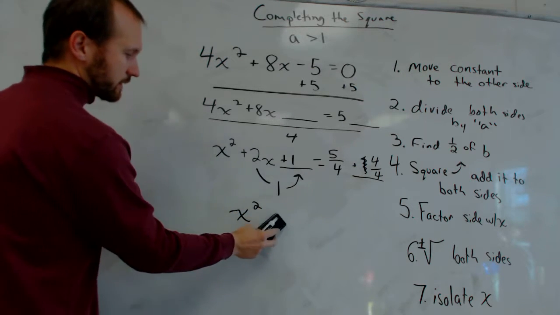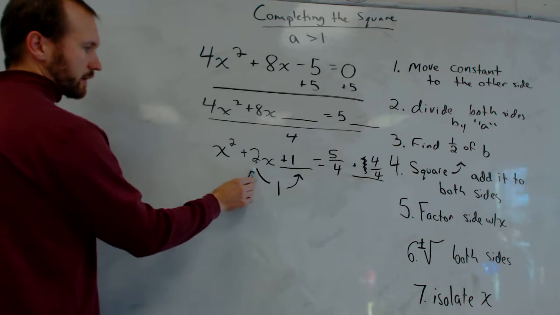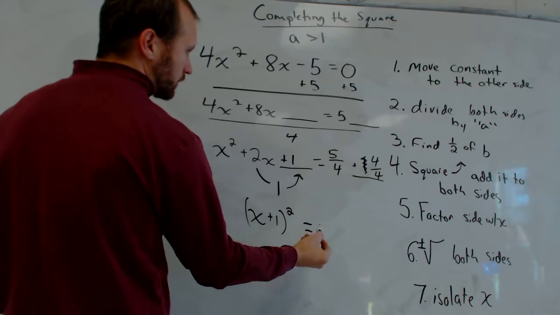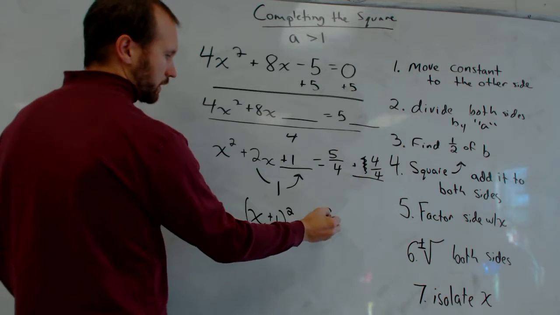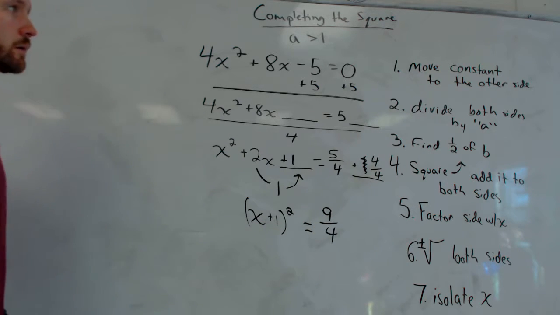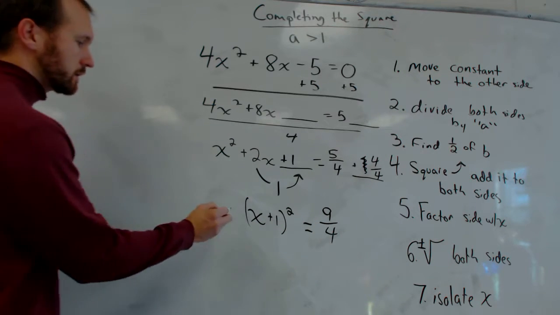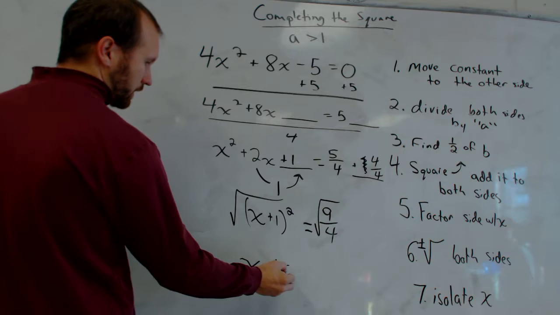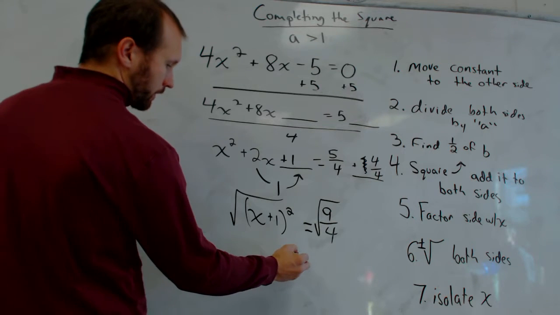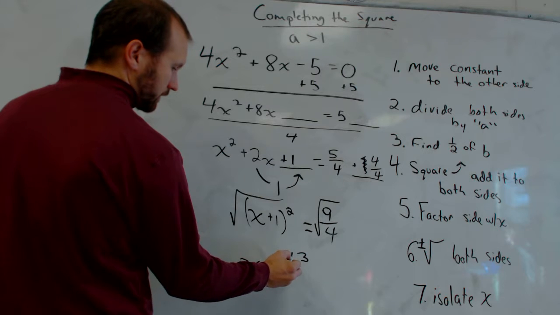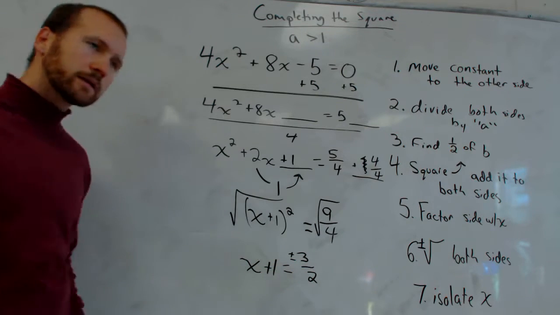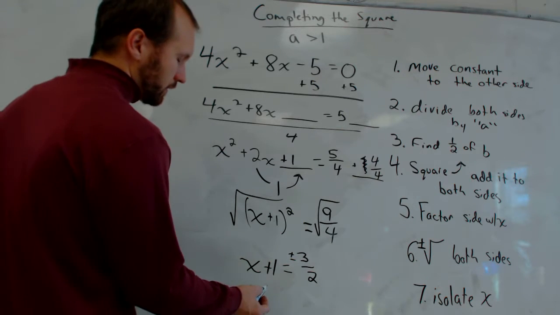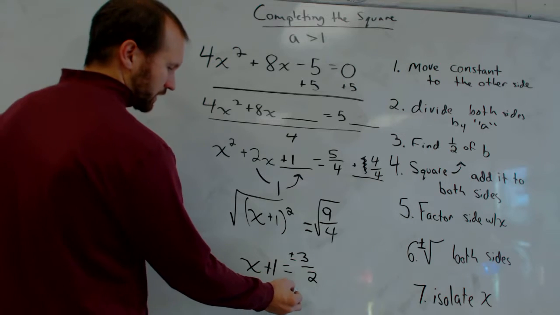Now I'm going to factor this side. What do I get when I factor this? x plus 1 squared equals 9 fourths. Then you do the square root of both sides and end up with x plus 1 equals plus or minus 3 over 2. Hey, that's not bad. Now what do I do? Subtract 1.